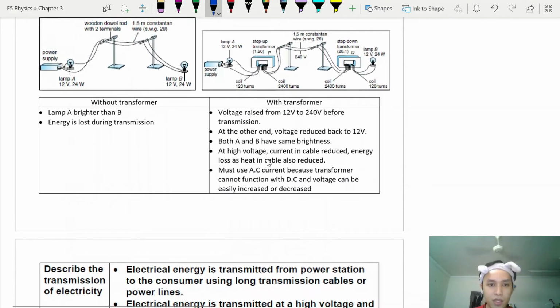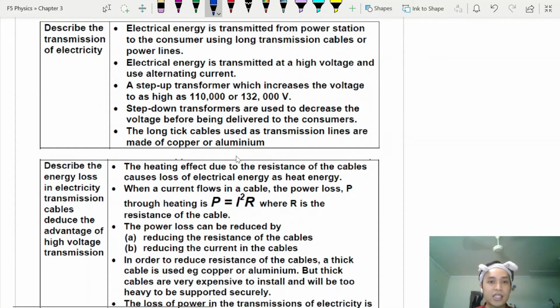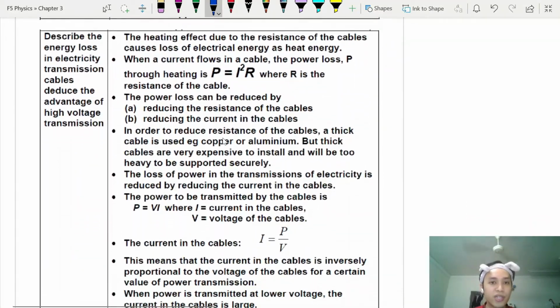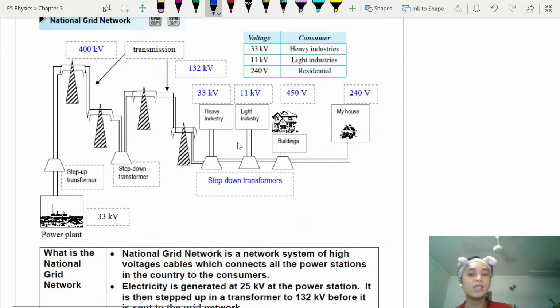So energy transmission, or what we call the national grid network. You need to roughly know how your national grid network works. So I'm going to explain very briefly here. So you have your power plant. A power plant generates roughly around 33 kilovolts. Now, before they send this to your house, they need to up the voltage first.